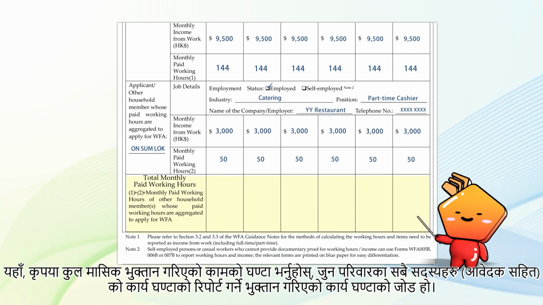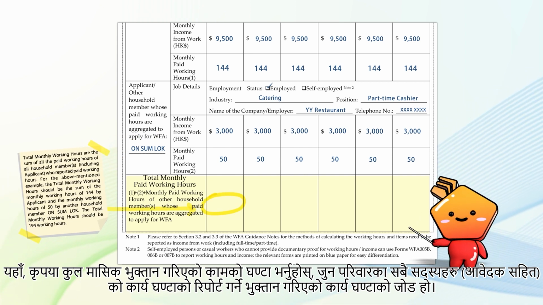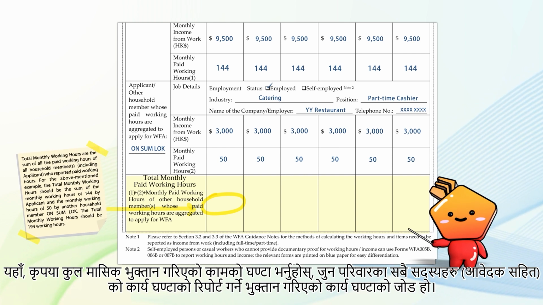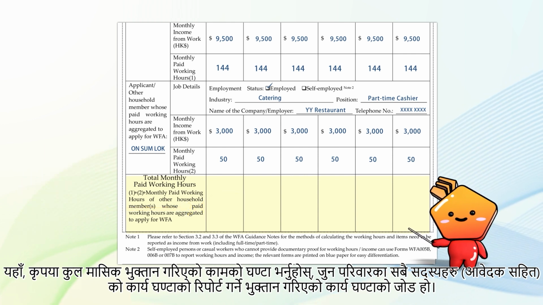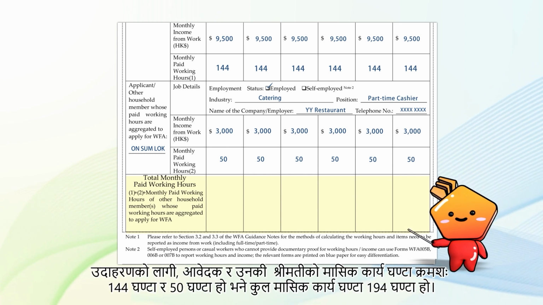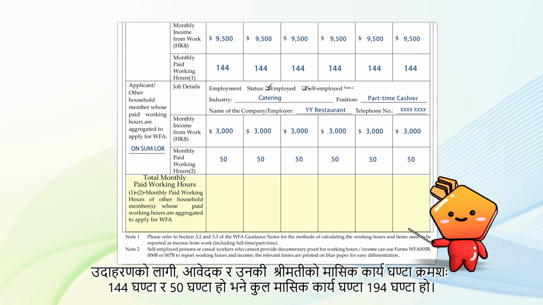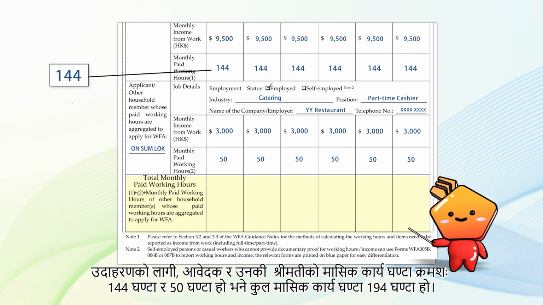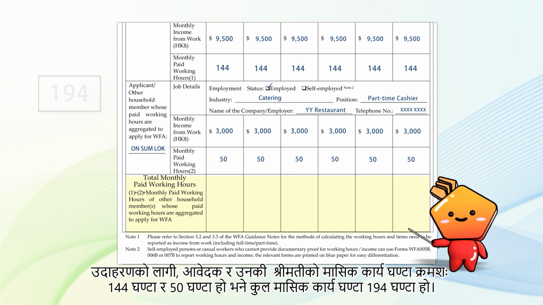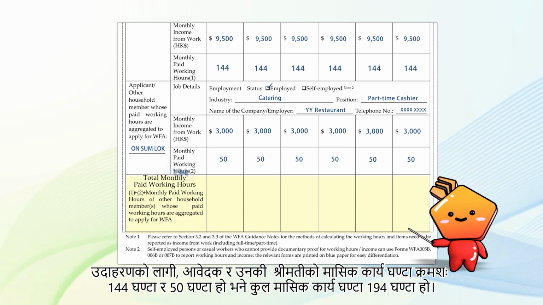Here, please fill in the total monthly paid working hours, which is the sum of the paid working hours of all household members, including the applicant, who report working hours. For example, the monthly working hours of the applicant and his wife are 144 hours and 50 hours respectively. So, the total monthly working hours are 194 hours.